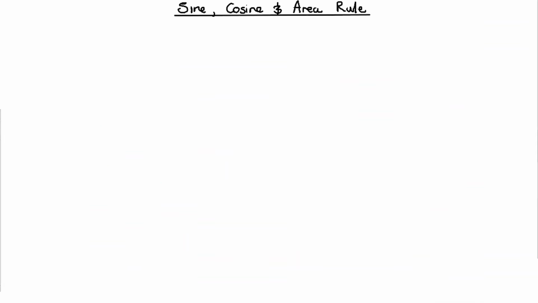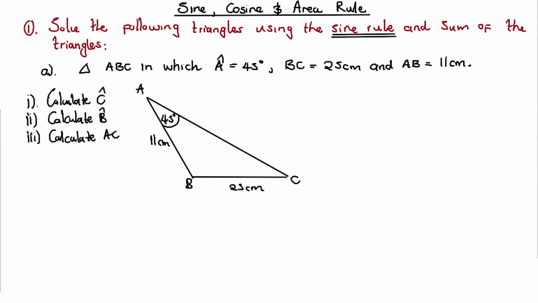Now, let's apply the sine rule once again on this problem. Solve the following triangle using the sine rule and sum of the angles in a triangle. So I have a triangle ABC in which angle A is 45 degrees. I also have BC that is 25 and AB that is 11.